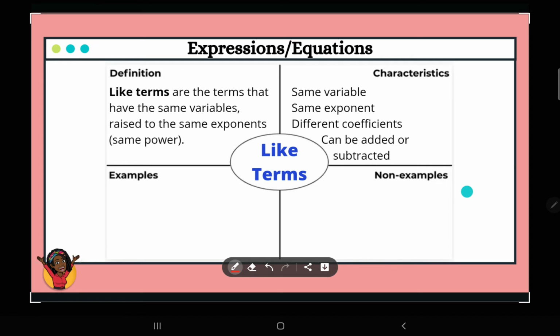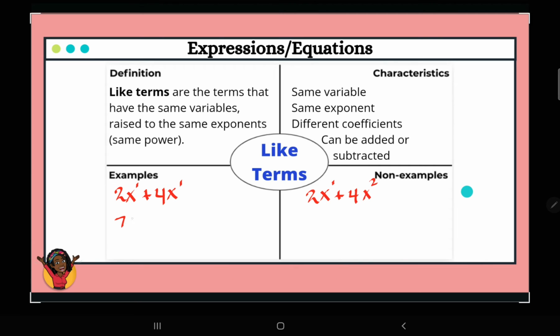So some examples of like terms are 2x plus 4x. They have the same variable of x and the same exponent of 1. A non-example would be 2x plus 4x squared. One of them is raised to the second power while the other is raised to the first power.